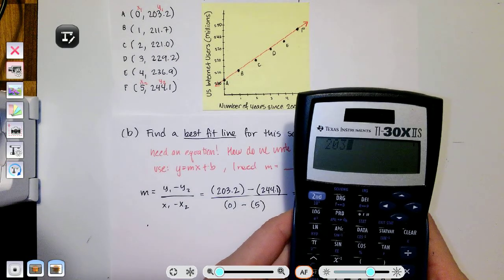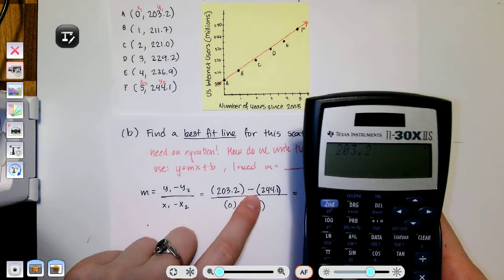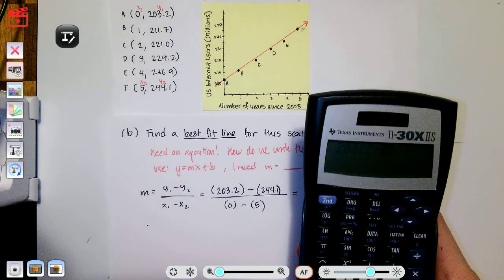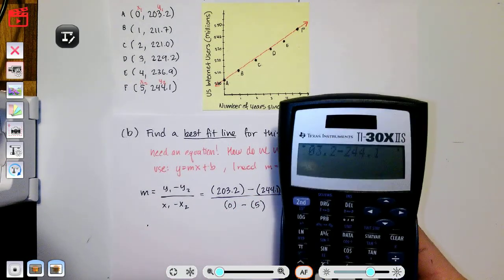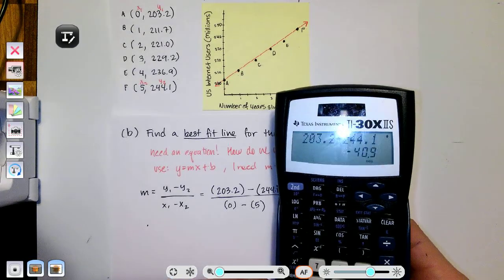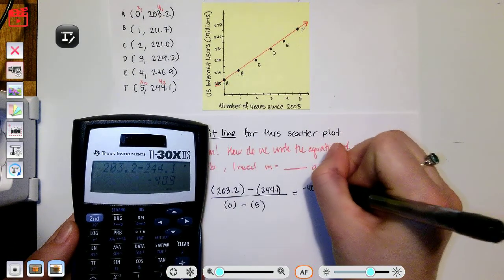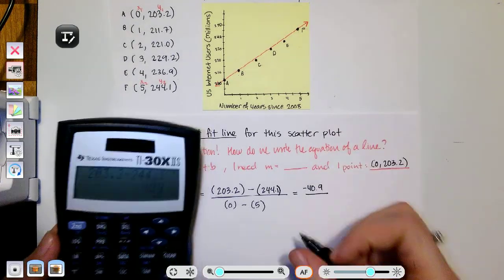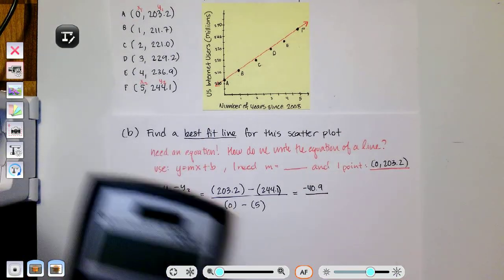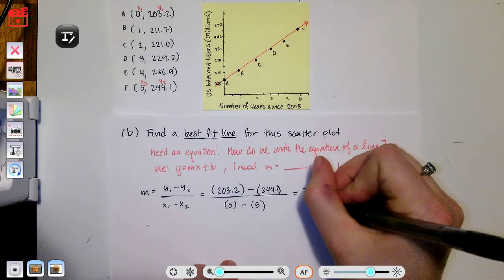Okay, 203.2 minus 244.1 is negative 40.9, all over 0 minus 5, and I can do that in my head. That's going to be negative 5.